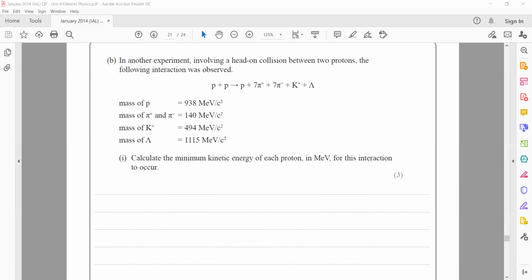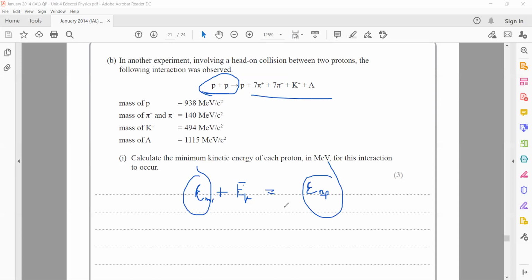So basically we can also say the total mass of the reactant plus kinetic energy of the reactant gives the total mass of the product. So total mass of the reactant, we sum them. Total mass of the product, we add them and we subtract to get how much kinetic energy is required for production of these particles.